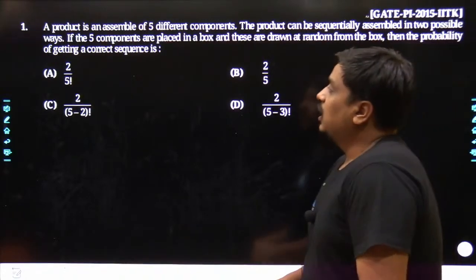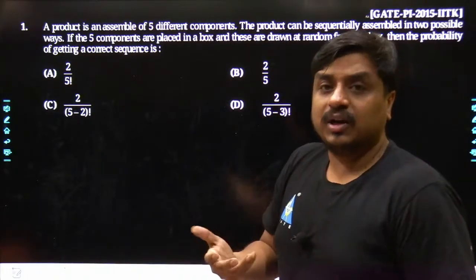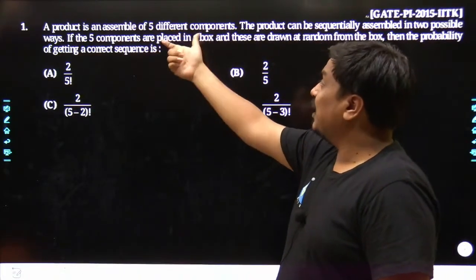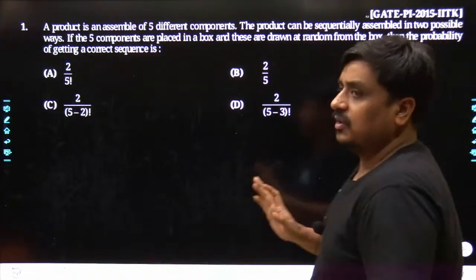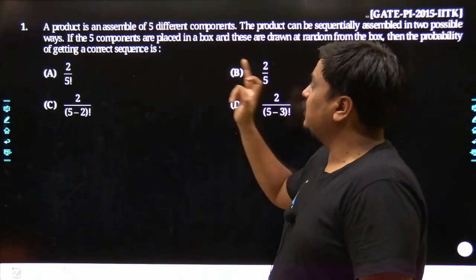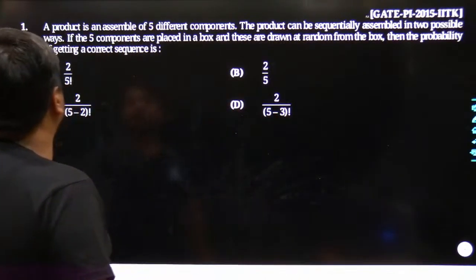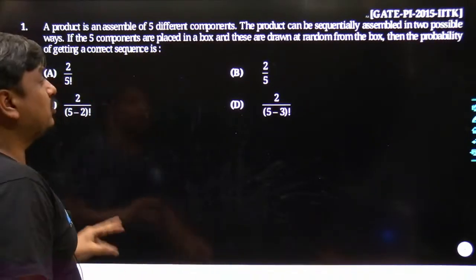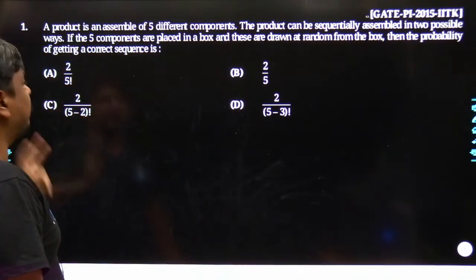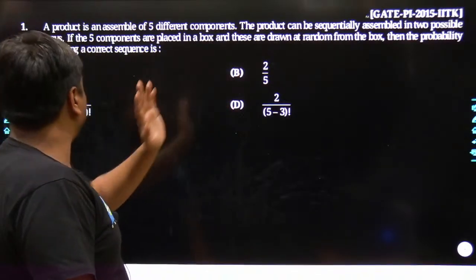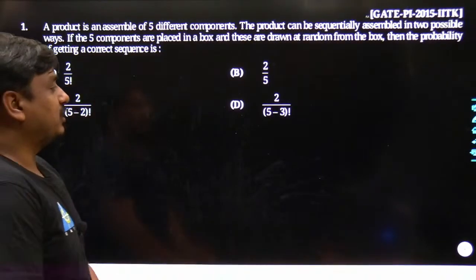So the problem is: a product is an assembly of 5 different components. That means we are manufacturing a product, and that product is being manufactured from the 5 different components. That's fine. The product can be sequentially assembled in two possible ways. If the 5 components are placed in a box and these are drawn at random from the box, then the probability options were given. It is a type of MCQ. That means out of 4 different options, only one option is correct. Option A is 2 divided by 5 factorial, option B is 2 divided by 5, option C is 2 divided by (5 minus 2) factorial, and option D is 2 divided by (5 minus 3) factorial.